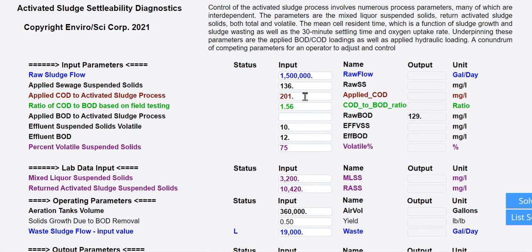COD, or the raw BOD, and in this case we operate off of a ratio, which, if plants run COD and BOD, they'll have a ratio, so that if you want a quick test, you do the COD. Here you put in the effluent volatile suspended solids, and you put in the effluent BOD. The volatility of the solids is also entered at 75%. That's normal, but you can put in your value.